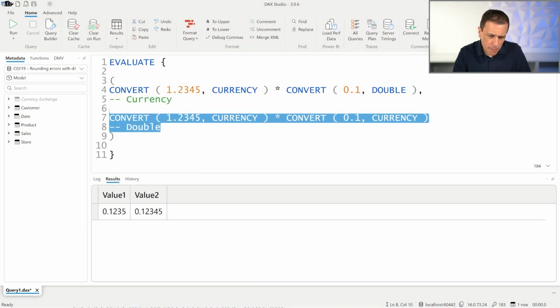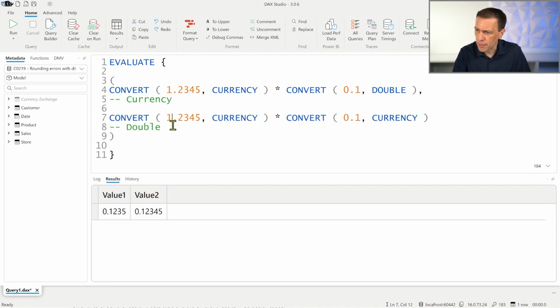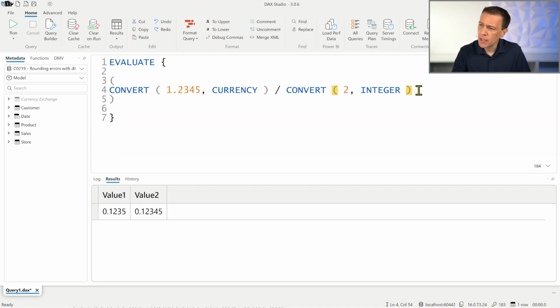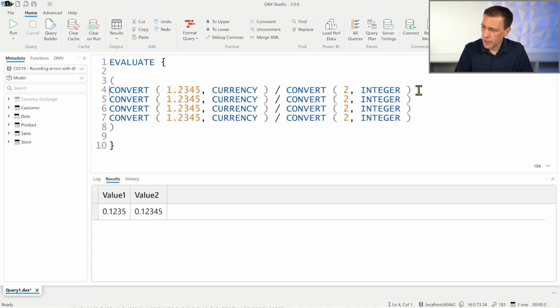Remember, we are using multiplication at this point, but keep in mind that the result of this multiplication could be summed in a measure. We will see later when I use sales amount with the result of the multiplication, this will be more evident. Now we talked about the multiplication, but what about the division? So I prepared another example that I can copy quickly here, and we want to see this example 4 times.